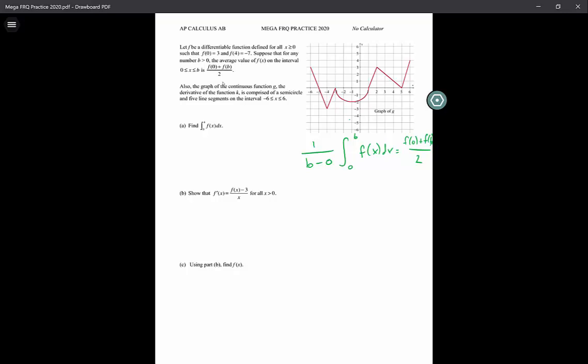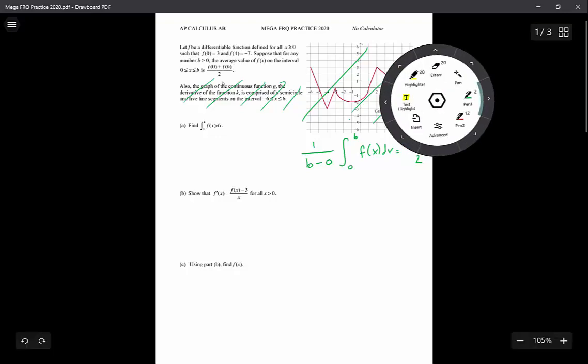In number one, it says find the integral from 0 to 4 of f of x, right? Well, it says also the graph of the continuous function g, the derivative of k, is comprised of a semicircle. So at least for anything with f of x, this graph has nothing to do with it. Don't get confused and be like, oh, I can just do the area under the curve. It's not, right? This graph has nothing to do with it. We just have to actually use this average value formula.